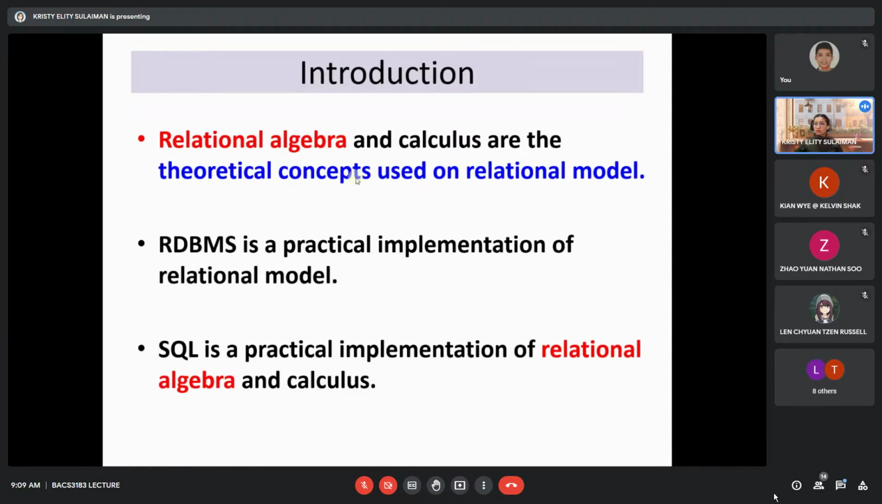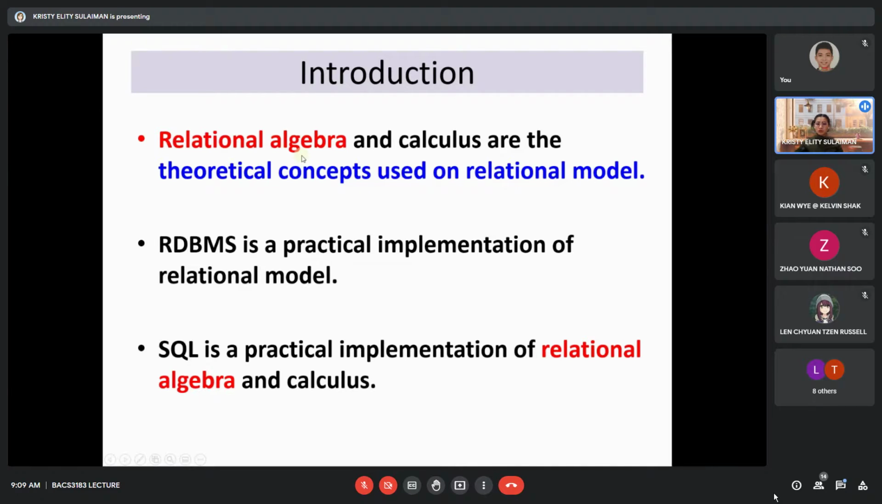Right, so some introduction. Relational algebra is a procedural query language that works on relational model. Okay, so this relational algebra is used as a guideline on relational model. We have discussed relational model previously, so today we look at relational algebra.